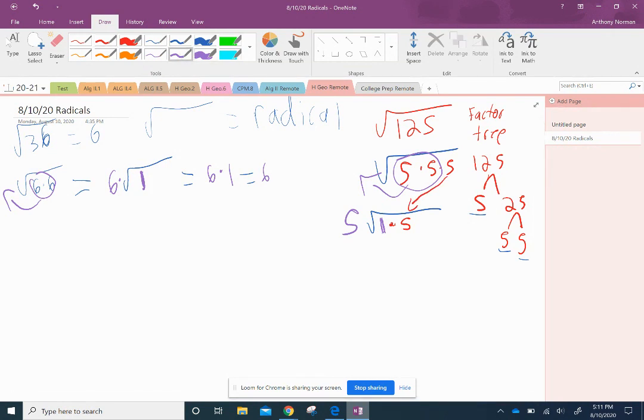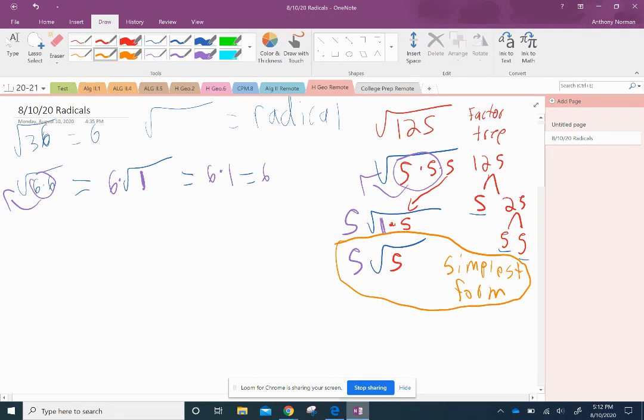Well, we can simplify this. 5 times 1 is 5. And the square root of 5 is the square root of 5. So this is our final answer. This is in simplest form. There's nothing else you can do. The square root of 5 does not simplify anymore. This is the simplest form, and this is our exact answer. The square root of 125 is 5 square roots of 5.